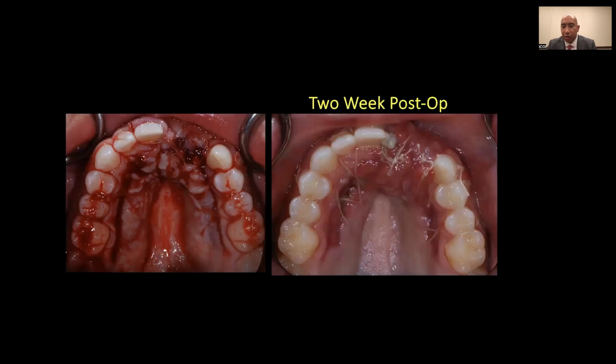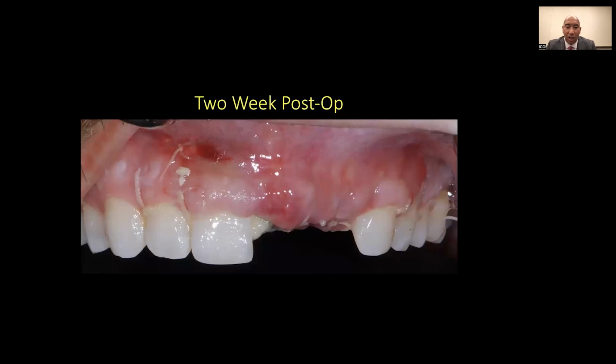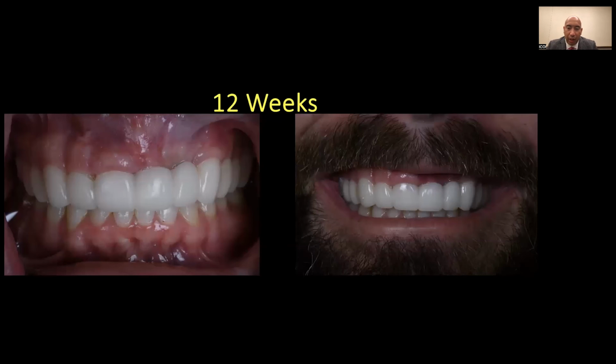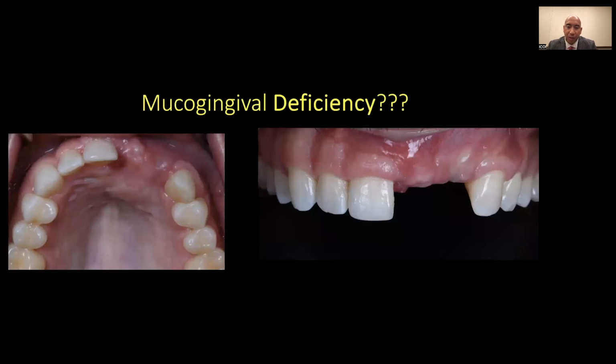So here we are all sutured up, and then here we are 2 weeks later. Things are healing up pretty fast. There's only one little area of necrosis, which is right on the mesial of number 8. Here we are at 8 weeks. And with connective tissue grafts like this, when you pull all that mucosa over, you do get the volume, but you also get a little bit of redness or discoloration, like you see here.